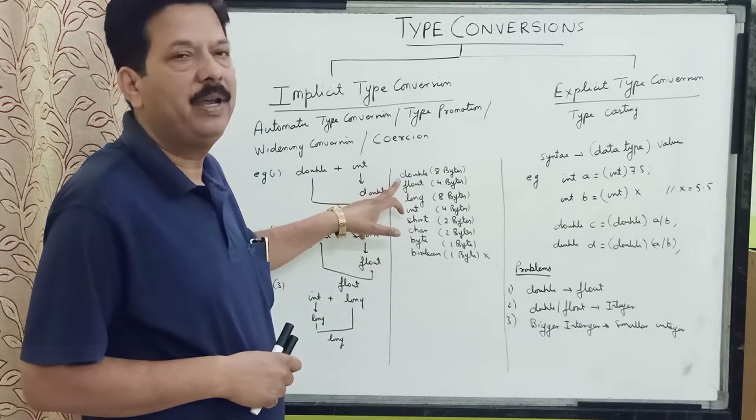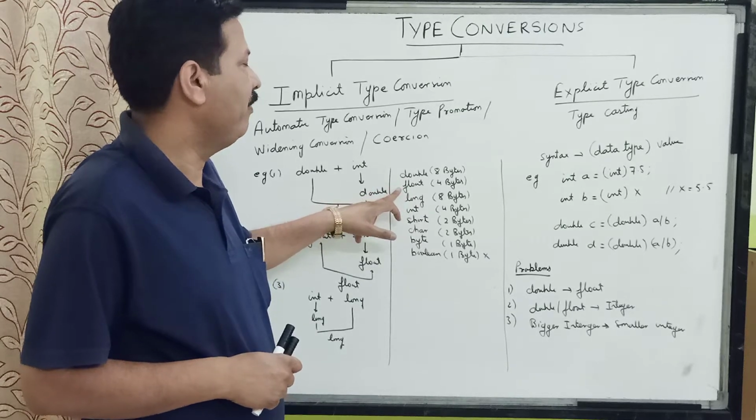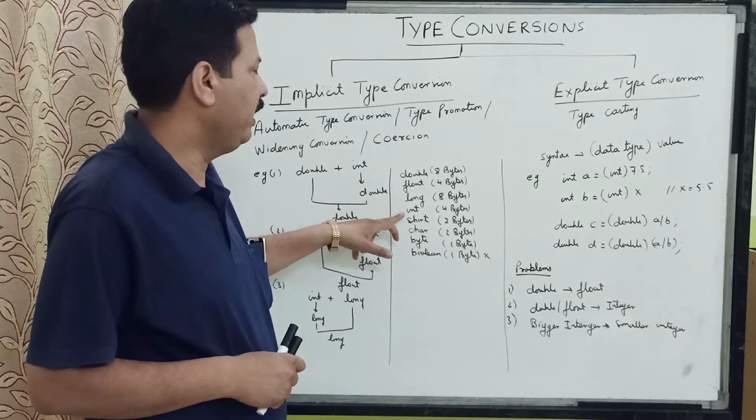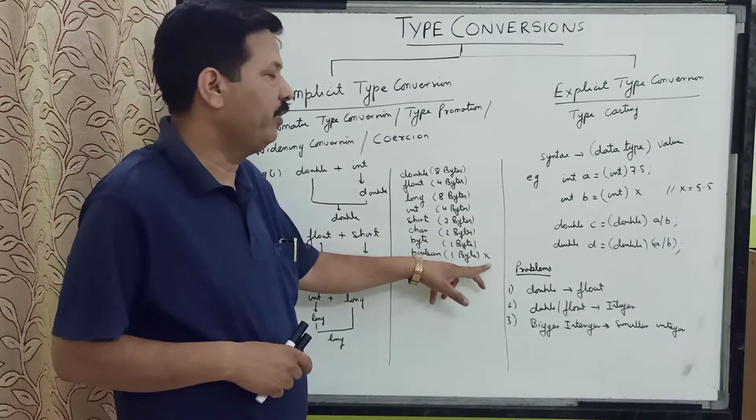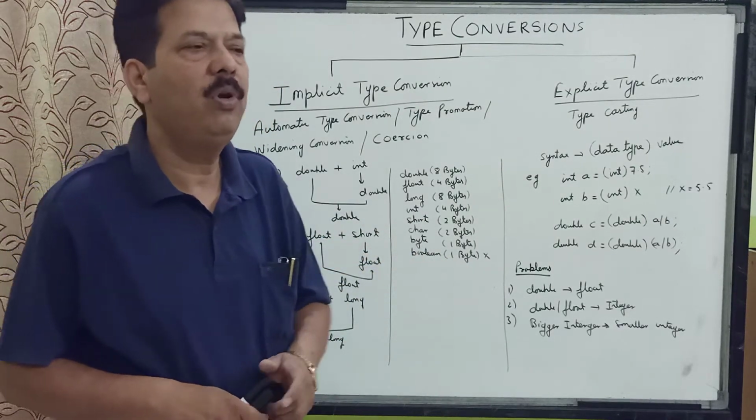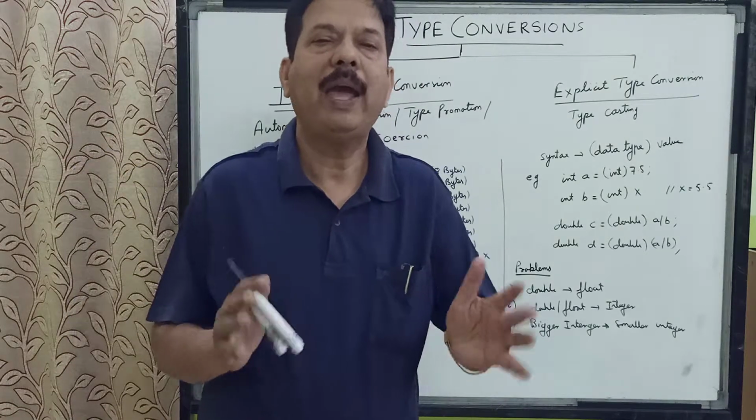So double is the biggest data type. After that we have float. Then we have long, integer, short, character, byte and boolean. Now children, I have put a cross in front of boolean because in boolean data type you cannot do calculation.